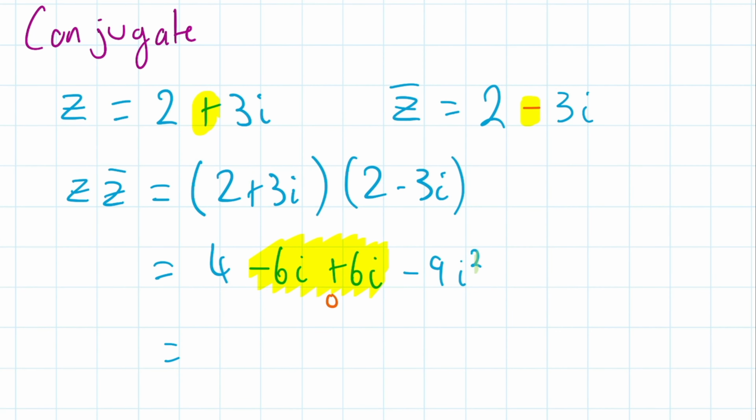I also know that i squared is simply minus 1. So what I'm left with is 4 minus 9 times negative 1. Order of operations, I do 9 times negative 1, and what I'm left with is 4 plus 9, which equals 13. So if I multiply a complex number by its conjugate, I'm left with a real number. This gives us a way to eliminate our imaginary components from our questions.